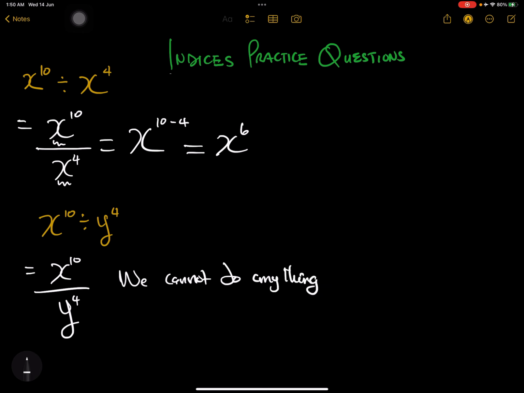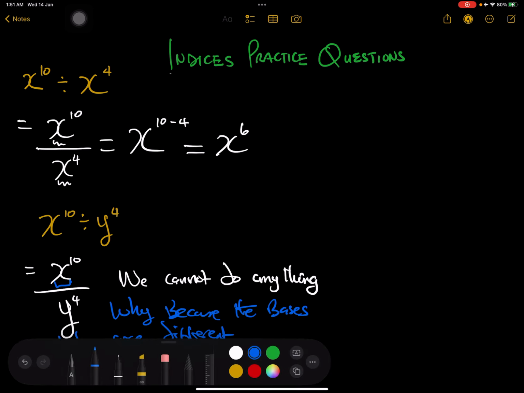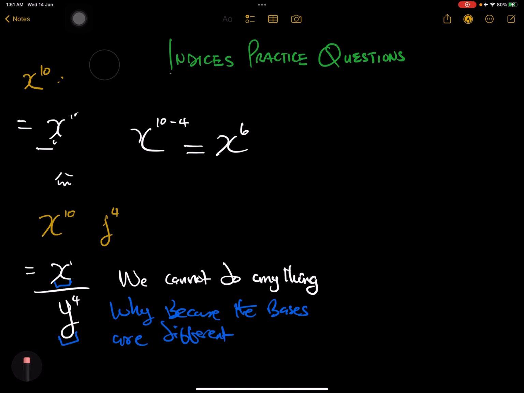Why? Because the base here is different. The bases are different. And if the bases are different, we cannot continue. There's nothing else we can do. We cannot do much about it. So there you have it. We're going to continue with other problems.